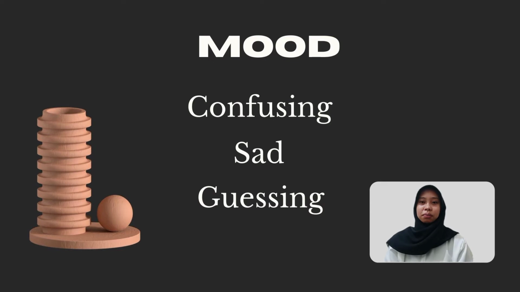Mood. Confusing. The author wants the reader to feel confused about what to pick. For Oliver, the author also wants the reader to guess what will happen, and the author wants the readers to feel sad reading the story.